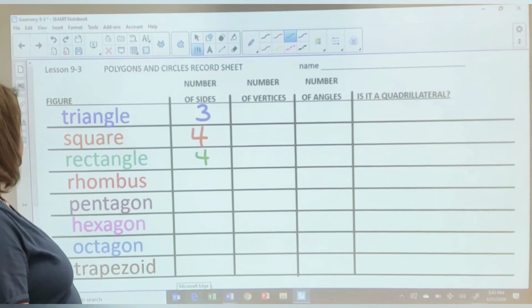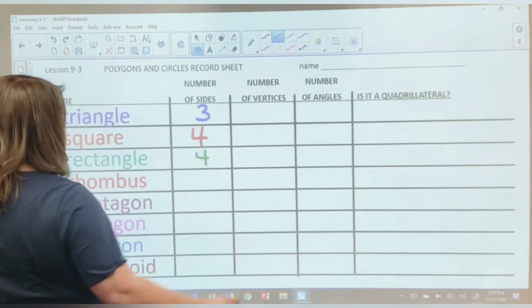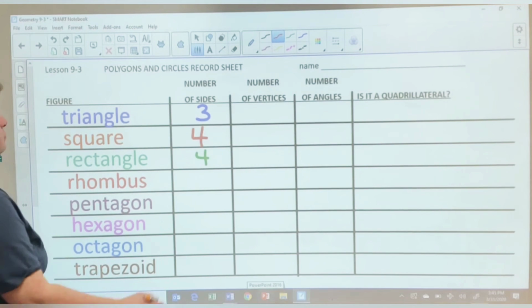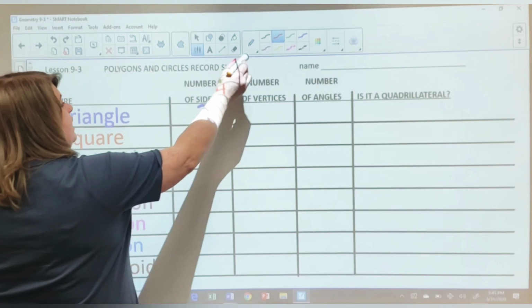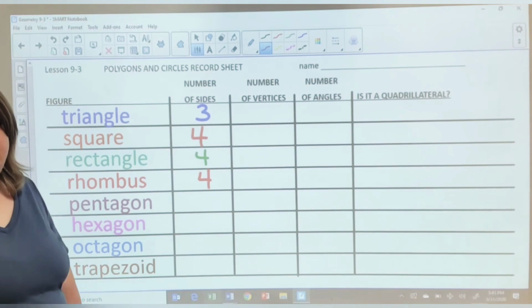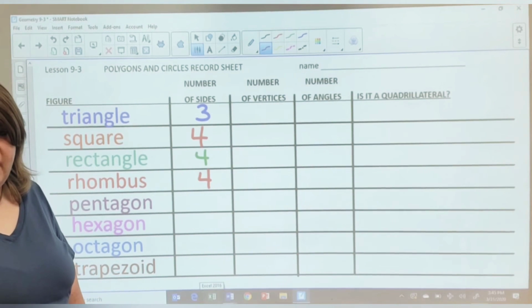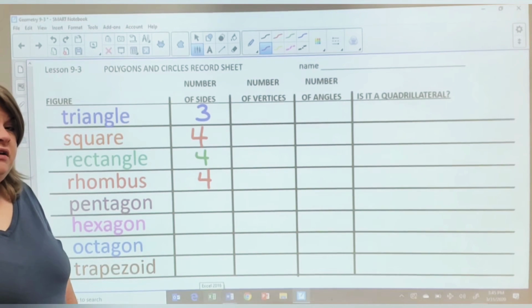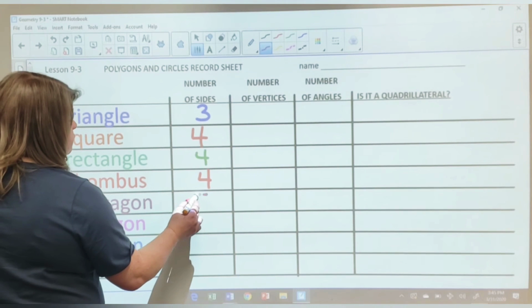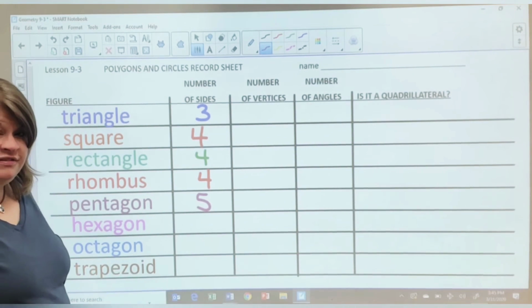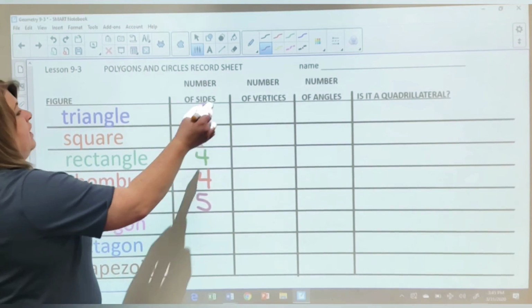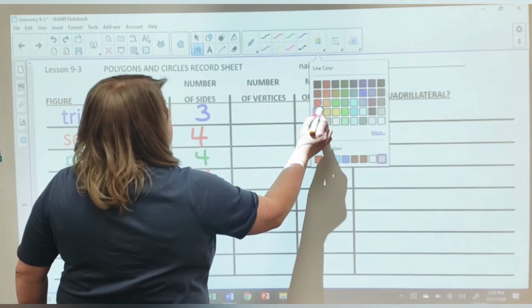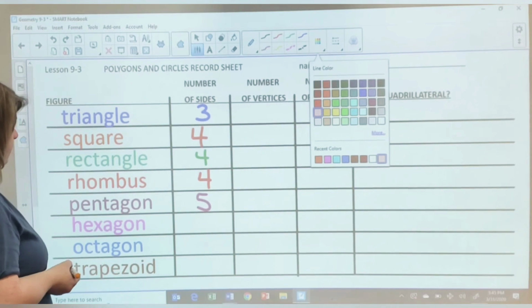A rhombus. You can look back in your book if you need to. It looks like the bus. A rhombus. How many sides does that have? 4. Yeah. Okay, look at your pentagon in your book. How many sides does the pentagon have? Count the number of sides and write it in. Did you get 5? I hope so. All right, next we'll go to the hexagon. Count the number of sides on that, please. Write that in.